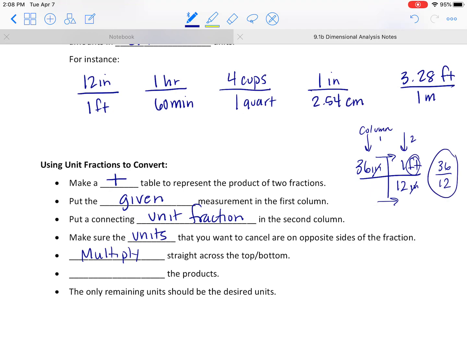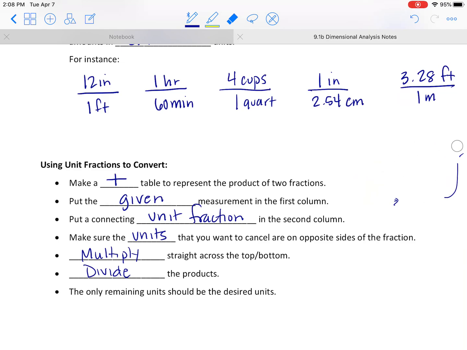And then it's multiply straight across the top, multiply straight across the bottom. So that gave us the 36 and the 12. So we multiply straight across, and then we divide those products. So multiply straight across and then divide the 1 fraction that's remaining. And the only units that should be remaining are the ones that you wanted to begin with, which in this case was the feet.